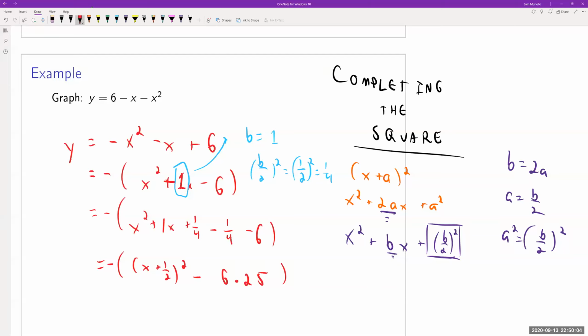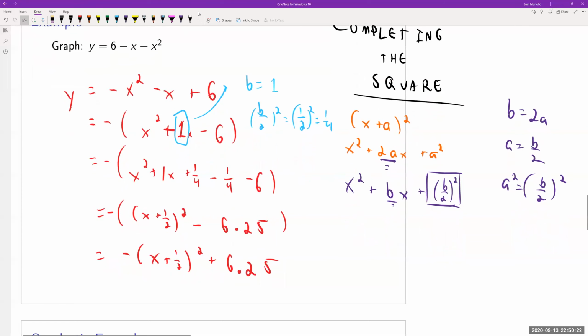Finally, I don't like the fact that this negative is outside anymore. It was good for completing the square, but now I'd like to put this in standard form, which means I should distribute the negative. Negative x plus 1/2 squared plus 6.25. And now I can tell what's going on here. I've got myself a shift left 1/2 and up 6.25. And I've got a vertical reflection.